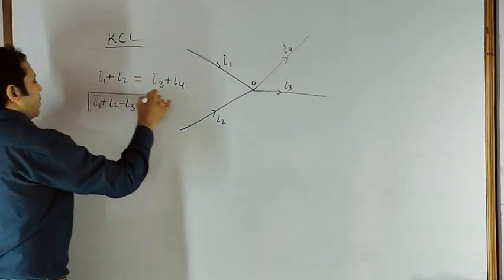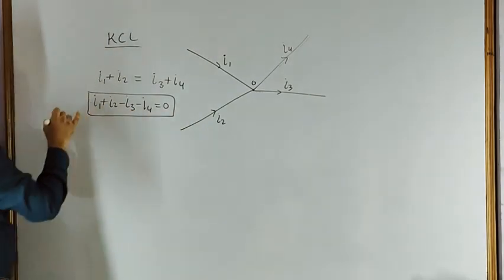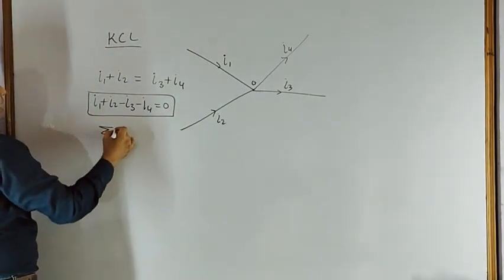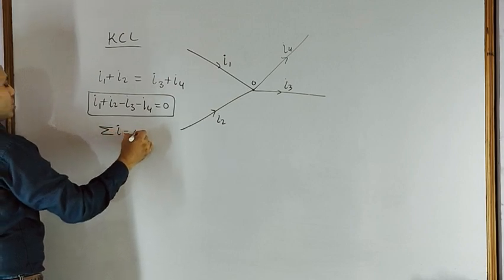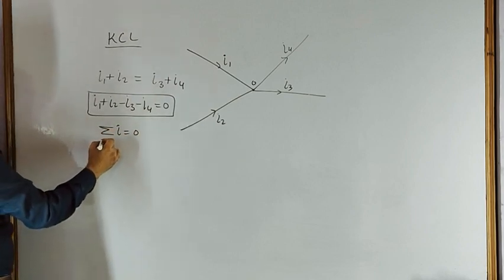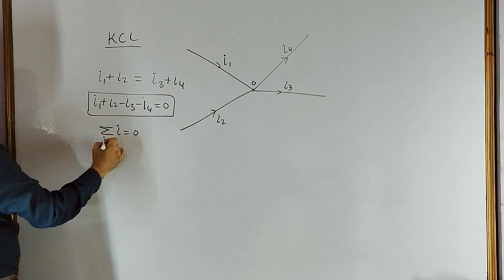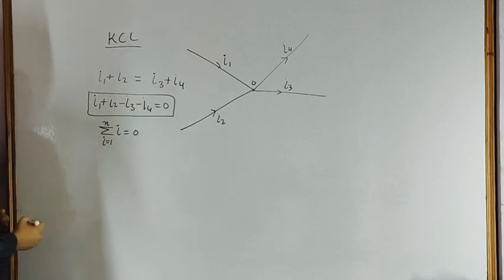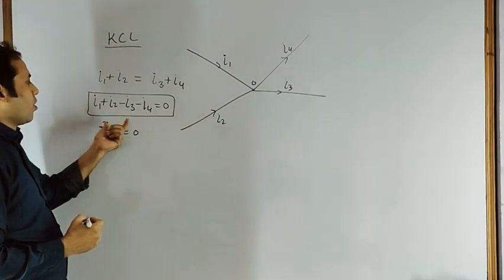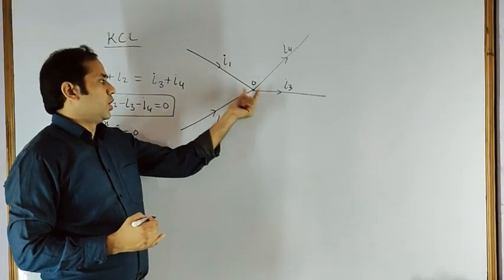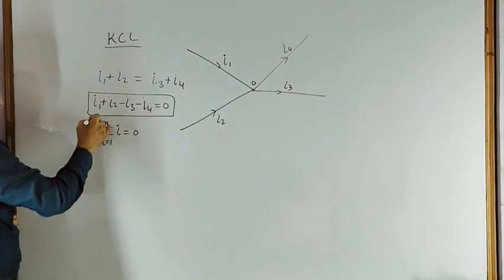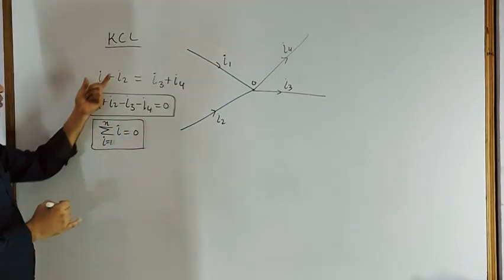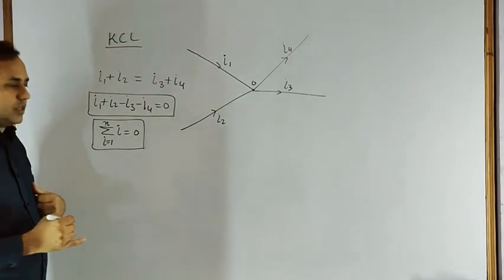So mathematically, you can write it as sigma I equals 0, where I goes from 1 to n, if there are n number of currents at the junction O. So this is basically the basic principle of KCL.